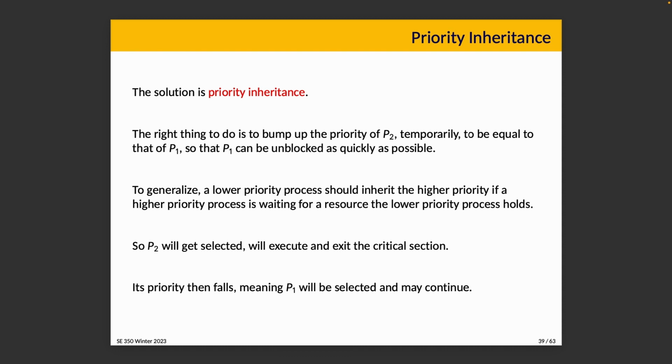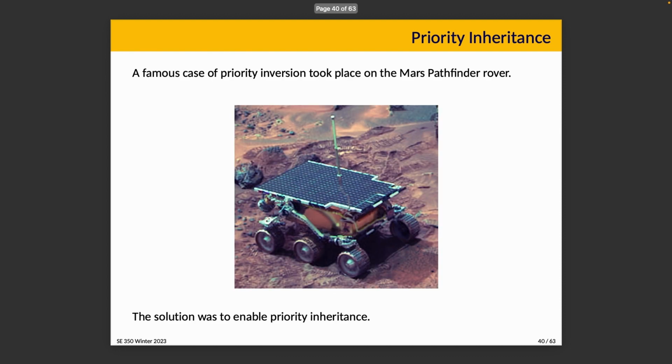And that is to say, a lower priority process should inherit the higher priority if a higher priority process is waiting for some resource that the lower priority process is holding. So that means P2 gets selected, can execute, exit the critical section, and then its priority goes back to normal, meaning P1 will be selected and may then continue execution.